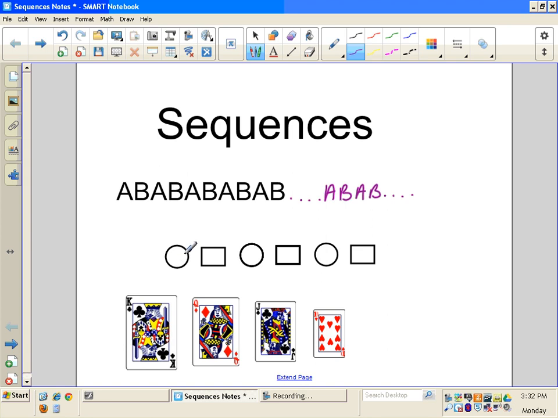Obviously the pattern with the shapes, circle, rectangle, circle, rectangle, circle, rectangle. If we just continue that pattern, we're looking at another circle and another rectangle and so on.